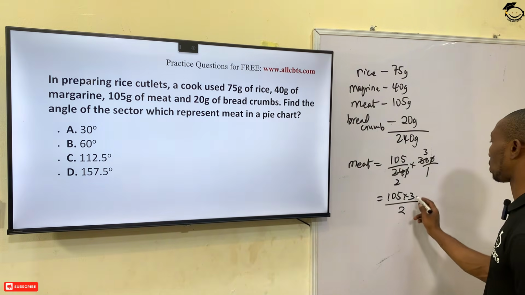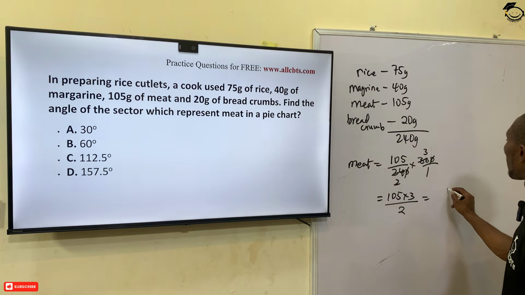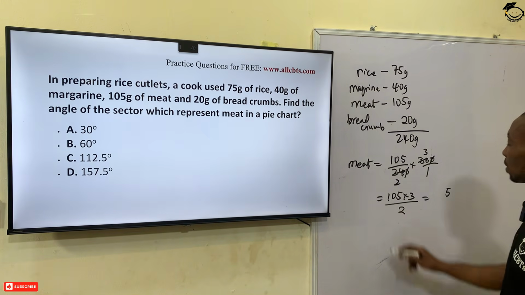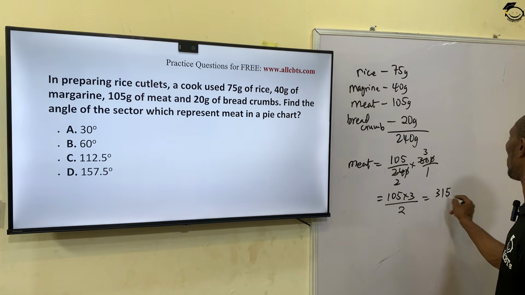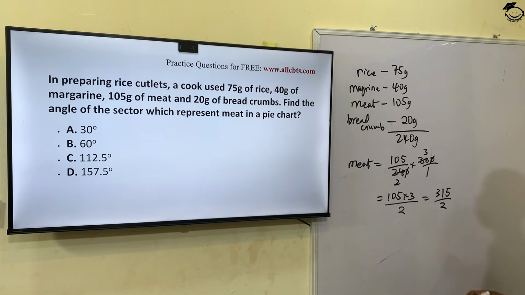Now, 105 times 3, 5 times 3 will give us 15. Carry 1. 3 times 0 is 0 plus 1. 1. 3 times 1, 3 over 2. So we have 315 divided by 2. So 2 into 30 would give us 15, remainder 1. 2 into 15 will give us 7, remainder 1 into 10, 5. So our angle for meat will become 157.5 degrees, which is our option D.